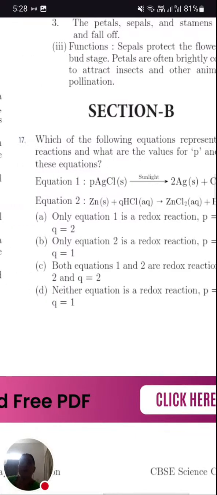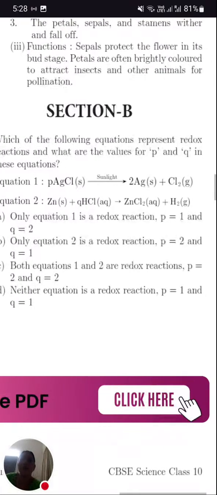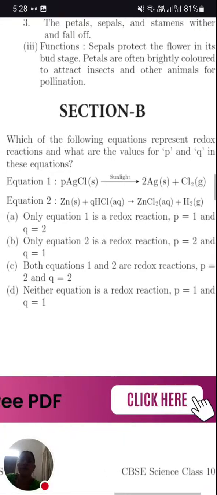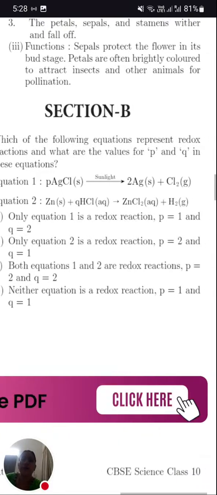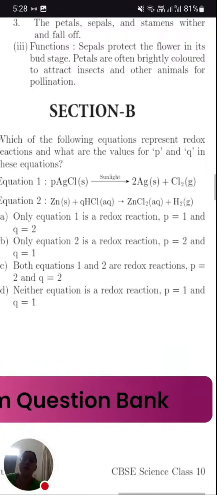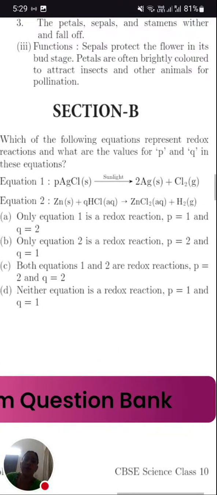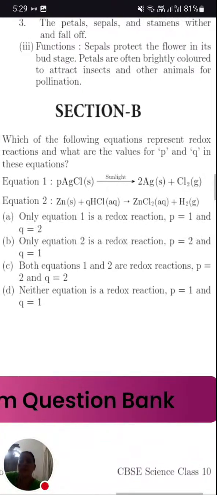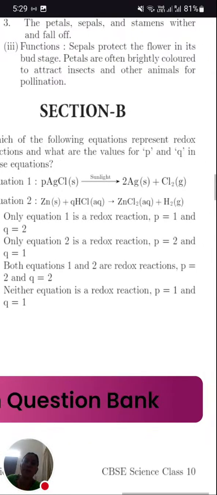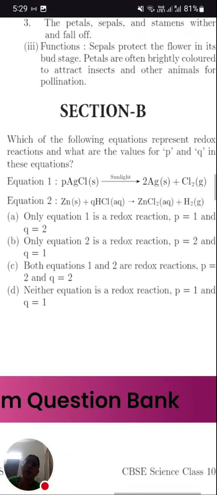First question, the 17th one. Here the equation is given which you need to balance. Which of the following equations represents a redox reaction? And what are the values of P and Q? So both the questions are there, redox reaction and the values of P and Q. You need to balance also.